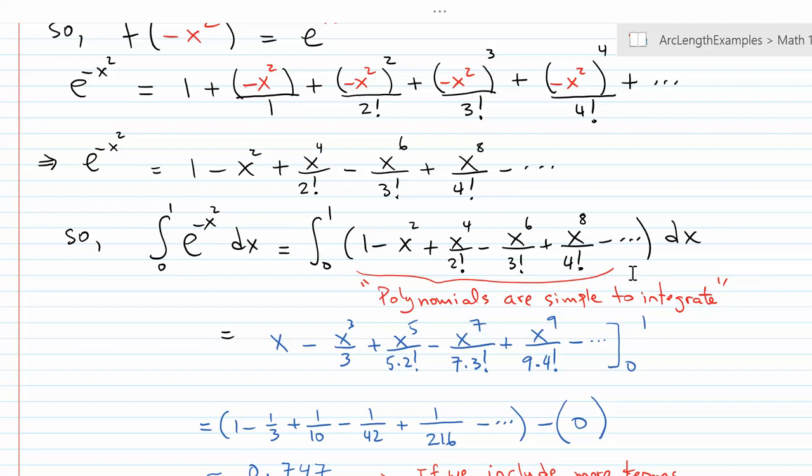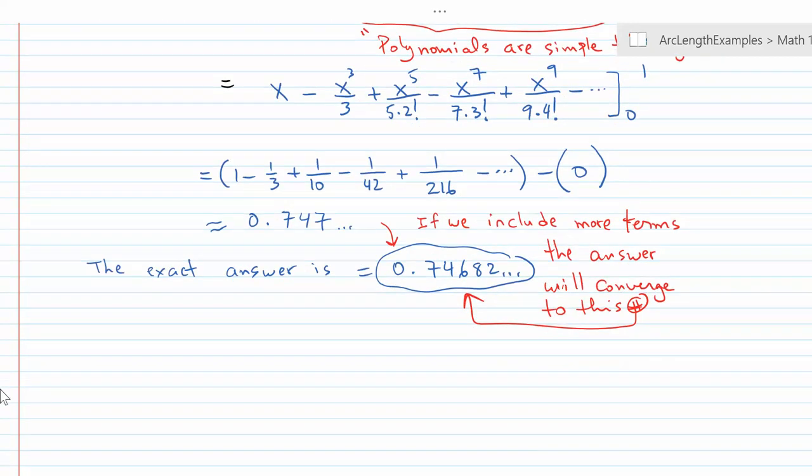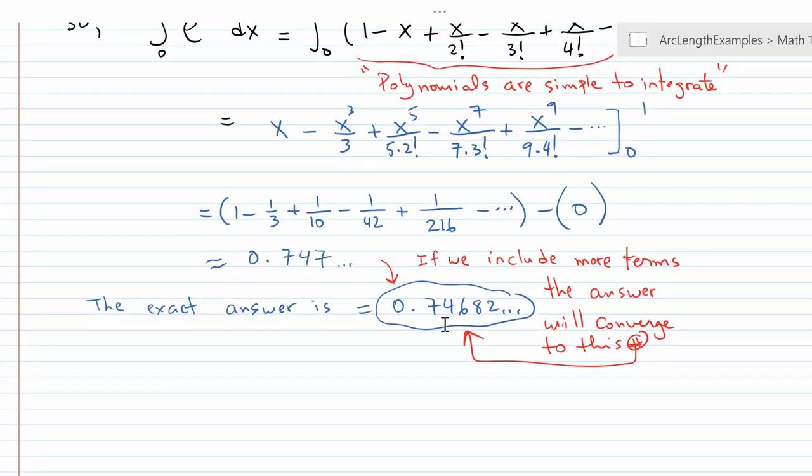So now that we know what the infinite series for e to the negative x squared looks like, we can now integrate term by term. And that's what I'm doing here. And I only did that up to 5 terms. And then I'm going to plug in my upper limit and my lower limit. And then I get this answer of 0.747. Then I went to Desmos, and I actually plugged in that integral in Desmos, and Desmos gave me 0.74682. So it's only accurate to 2 decimal places, but that's okay.